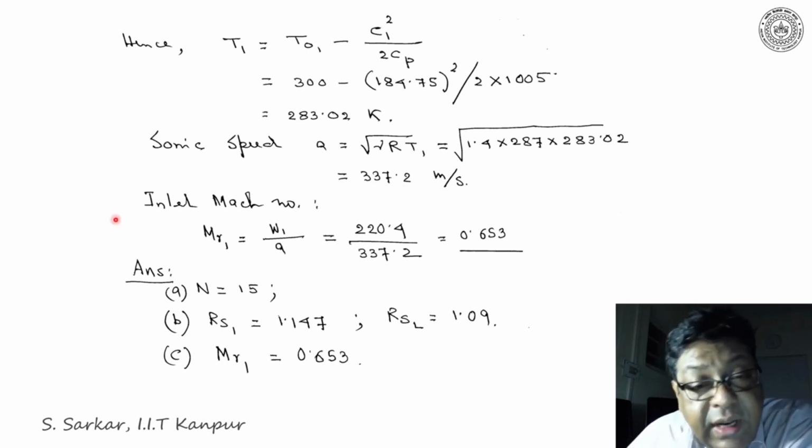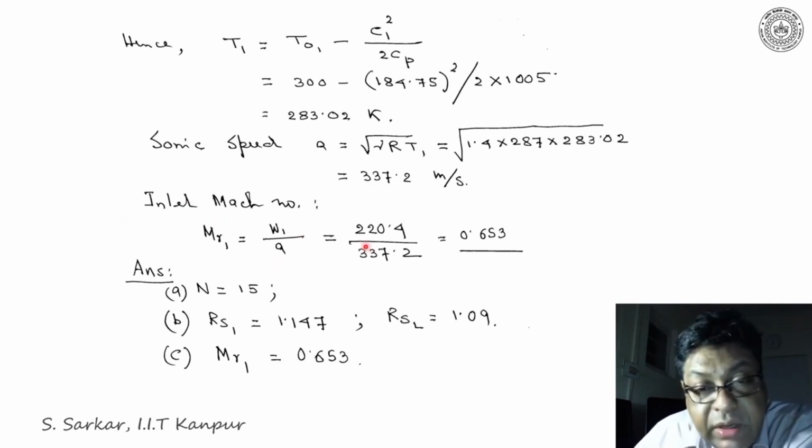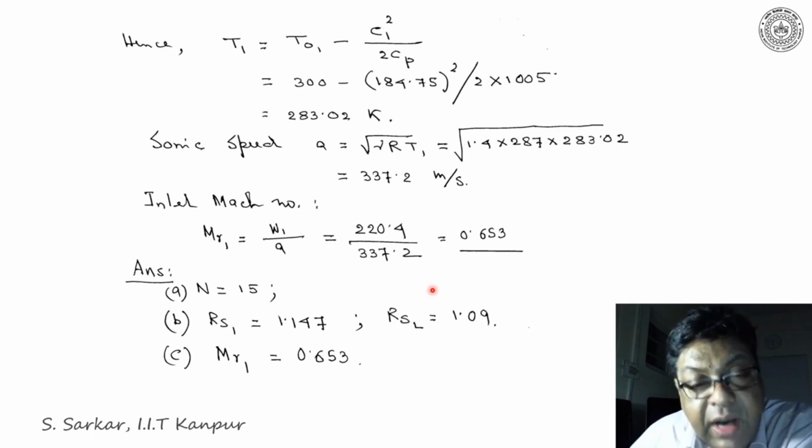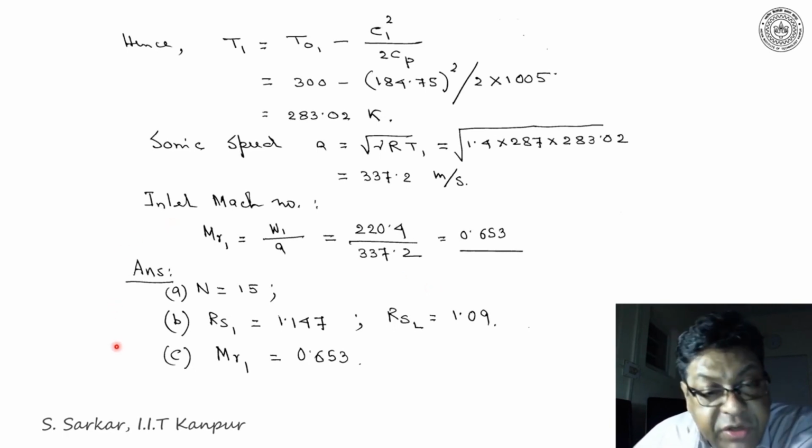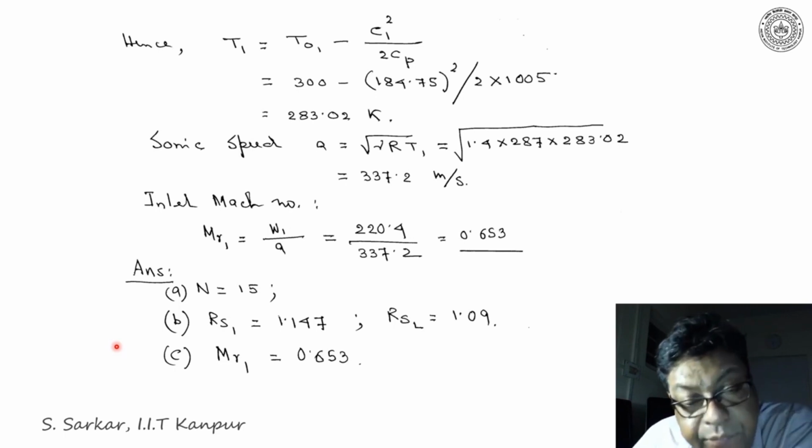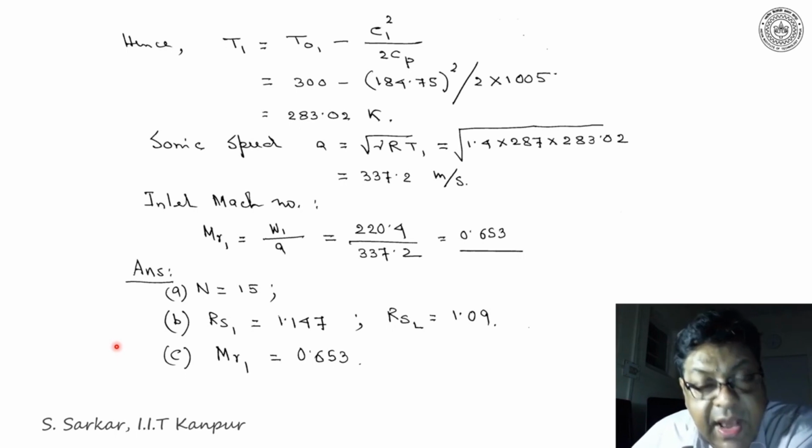So what is the inlet relative Mach number? MR1 would be equal to W1 divided by A. W1 I have already assessed as 220.4. So 220.4 divided by 337.2. So I got the inlet relative Mach number MR1 as 0.653. Thus the answers are: number of stages N is equal to 15, pressure ratio at the first stage is 1.147, pressure ratio at the last stage is 1.09, and relative inlet Mach number is 0.653.